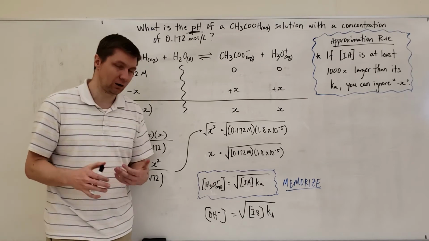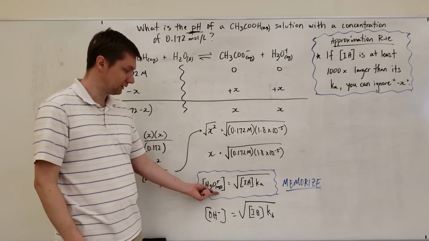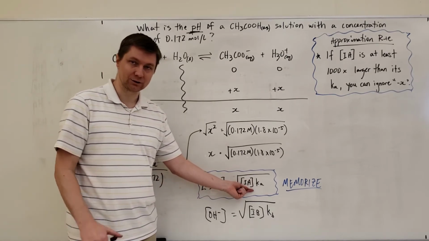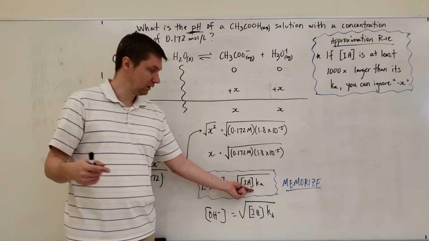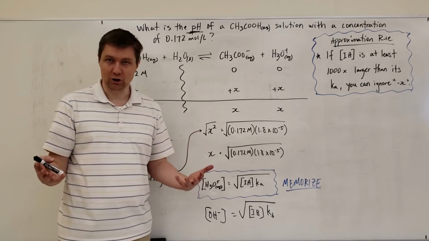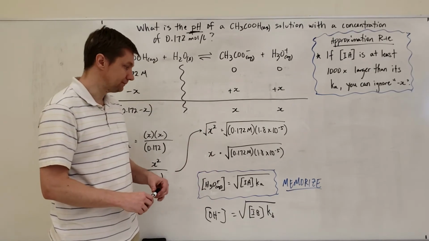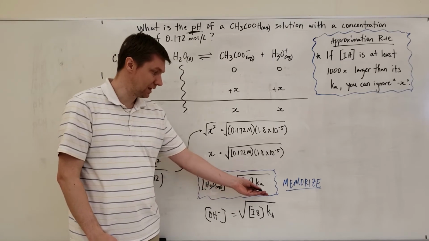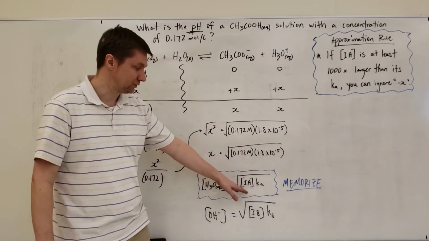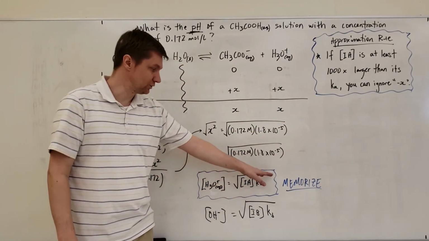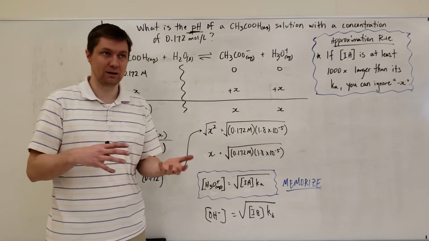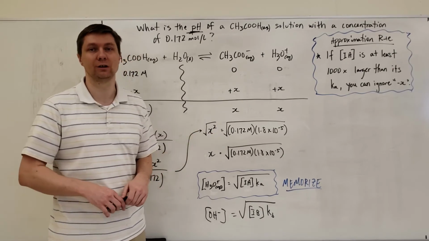Now, one other question that I often get asked is, what if I'm given the hydronium ion concentration and the initial acid concentration, and they ask me to calculate the Ka? Can I use this formula? The answer is, it's a good idea not to, because if the Ka ends up being less than 1,000 times larger than the initial acid concentration, when you use this formula you are assuming that it is 1,000 times larger. If it actually isn't, you're making an incorrect assumption, which is then going to yield an incorrect answer.